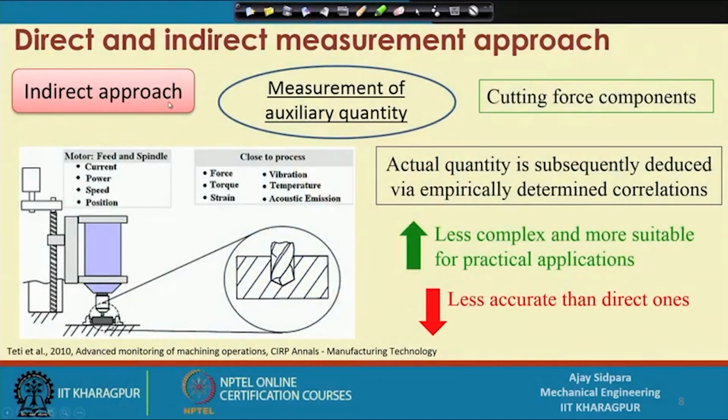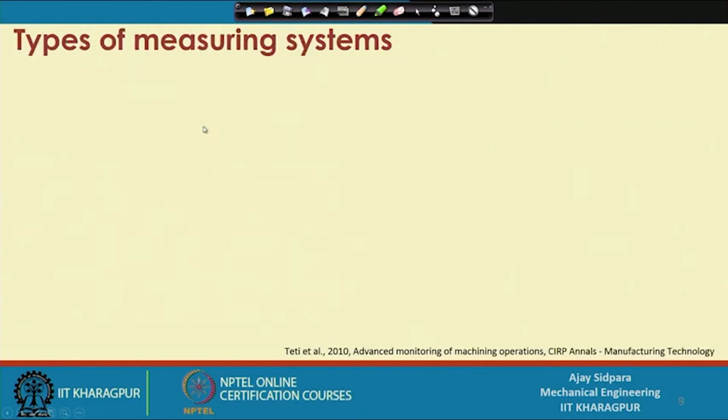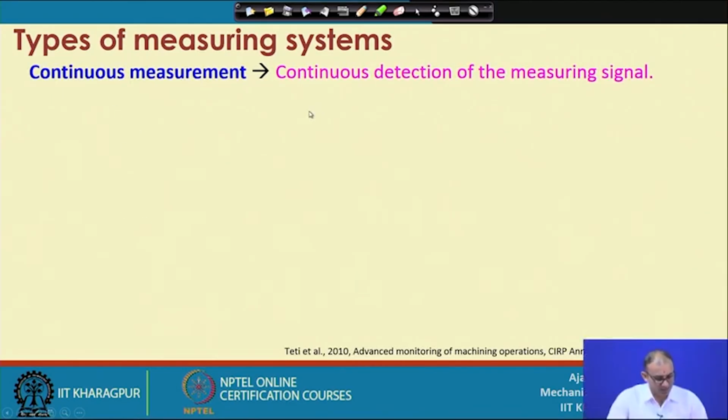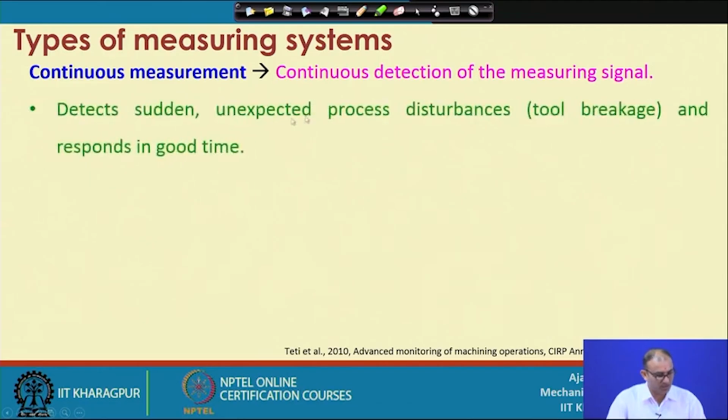Last lecture we have seen that there are two different approaches by which you can measure different types of signals. One is the direct approach and the other is the indirect approach. There are different types of measuring systems also. One is called continuous measurement. What does it mean? That means you are continuously detecting the measurement signal, that is the force signal. We directly measure the force on the workpiece or the cutting tool, and because of that continuous measurement we can detect sudden or unexpected process disturbances like a tool breakage and respond in good time.